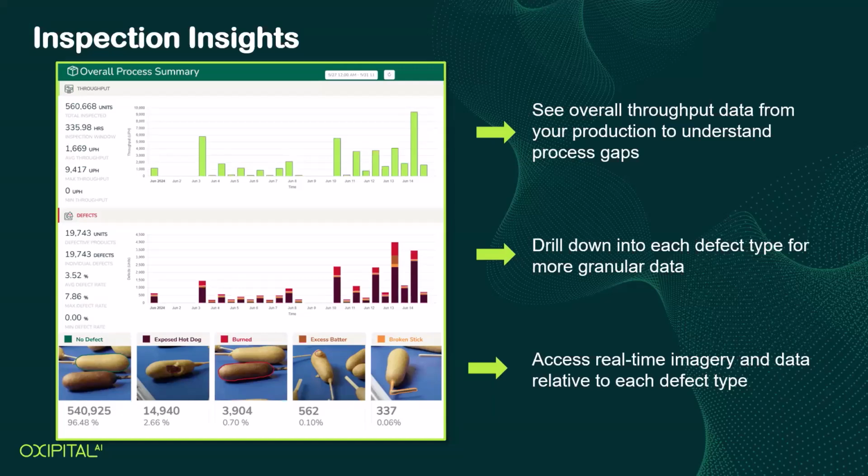You have the ability to look at your overall throughput data, drill down into specific defect data, and access real-time images and data. This helps with identifying trends over time, such as after cleaning shifts or at system startup, and really helps identify areas and processes that can actually be improved.